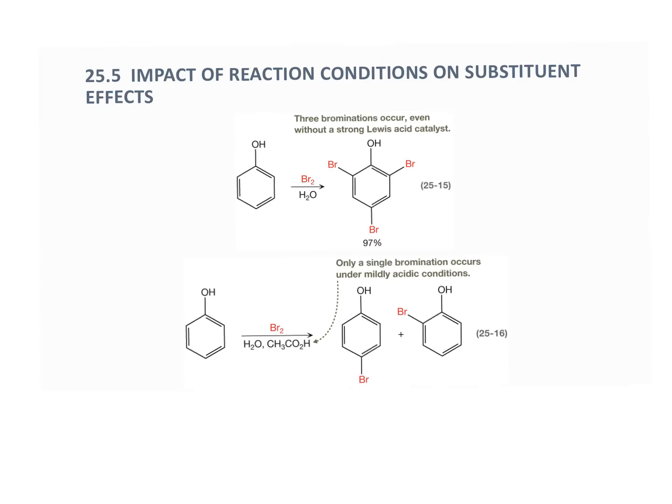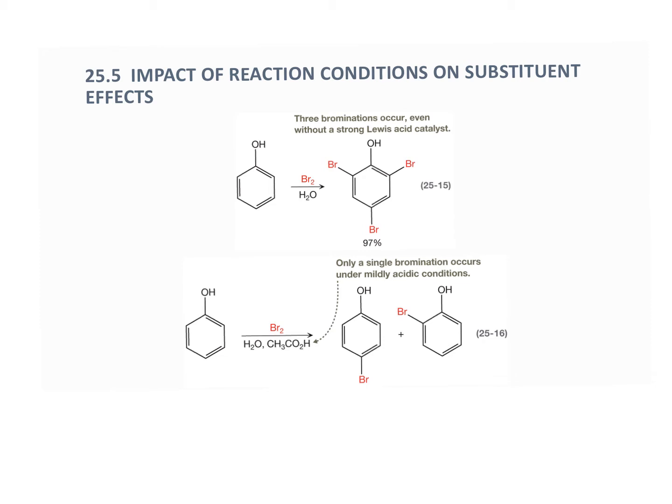A substituent's effect on the regiochemistry and reaction rate of electrophilic aromatic substitution is not necessarily absolute. For some substituents, the reaction conditions play a really significant role. For example, when phenol here is treated with bromine, it's going to undergo multiple brominations, even in the absence of a Lewis acid. And so we can see how three brominations occur. However, if you add acetic acid to the reaction mixture, only a single bromination occurs.